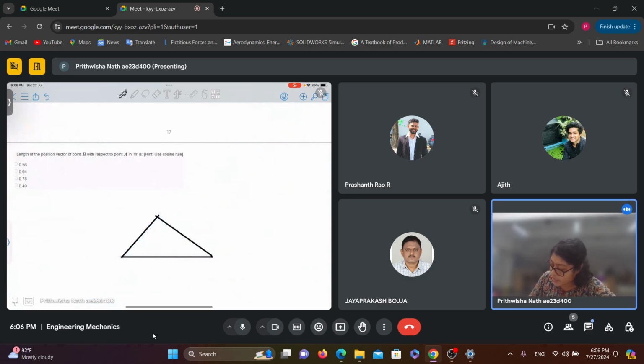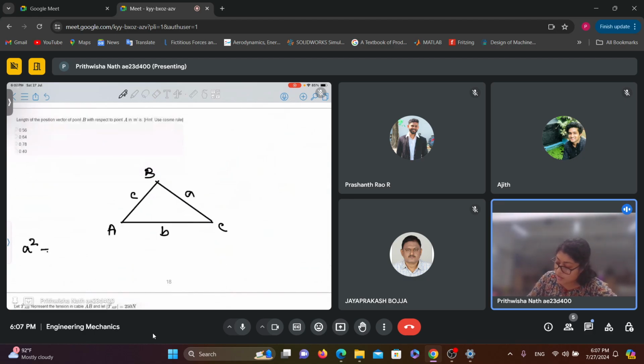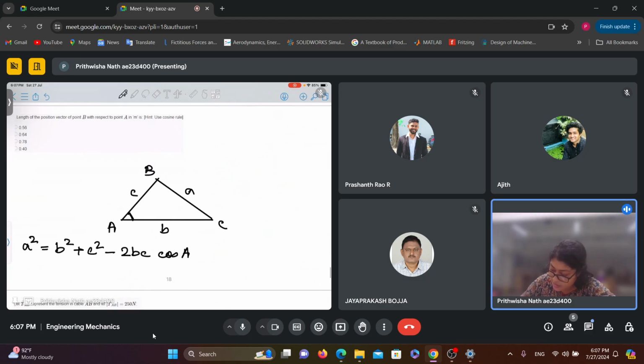Now let this be a triangle, and let these be the lengths. According to the cosine rule, a square equals b square plus c square minus twice of bc cos A, cos of this angle. So for the given problem we can use this concept.